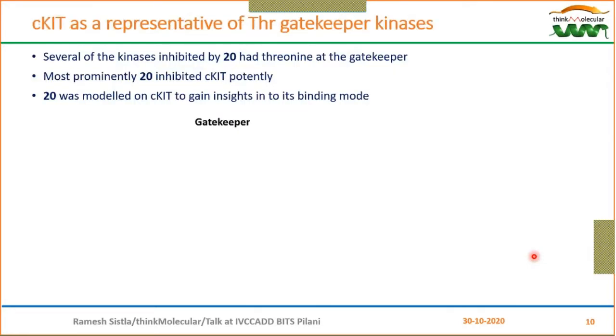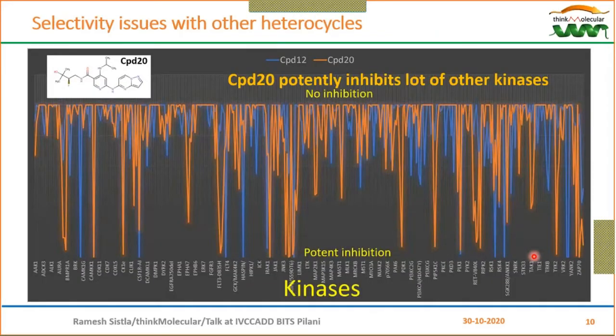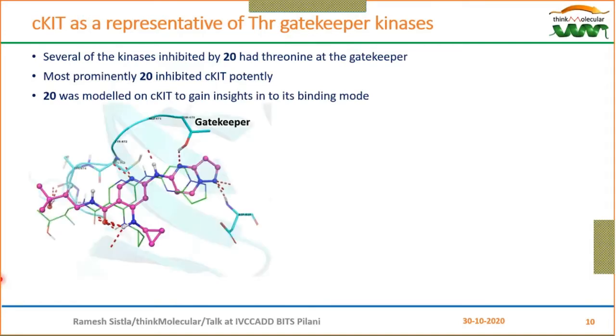Now, it's difficult enough to design for one particular kinase. Now, when you are hitting so many kinases, even if you have structures for all of them, you cannot actually go and find out what's happening in each of the cases. So that's when we were helped by this thing, CKIT, the data of which I also presented in the next slide. We took CKIT as a representative of the kinases it was hitting, because what we found was that our compound was hitting a lot of kinases which had threonine as a gatekeeper.